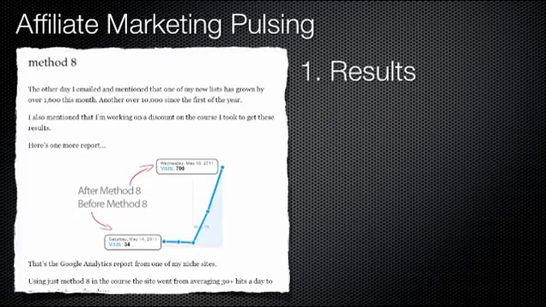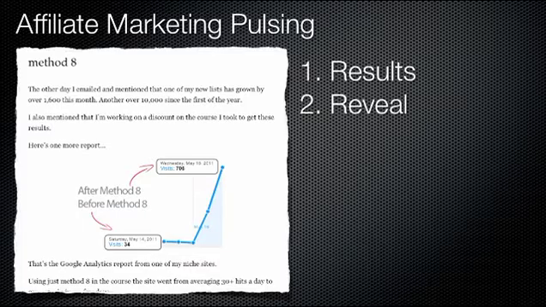And so I mentioned that one of my new lists had grown over 1,600 that month, another over 10,000 since the beginning of the year. And then I mentioned Method 8. Before Method 8, I had an average of 34 visits. And after Method 8, I had 706 visits. So you can see the shift there of actual provable results, that they see that I'm not just selling something that I don't have any experience with. And so that's an incredibly important aspect of affiliate marketing pulsing, of really generating interest and generating that heartbeat.